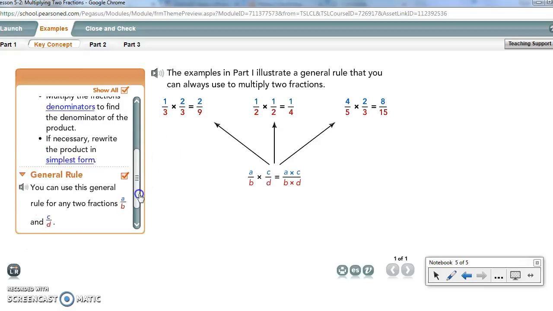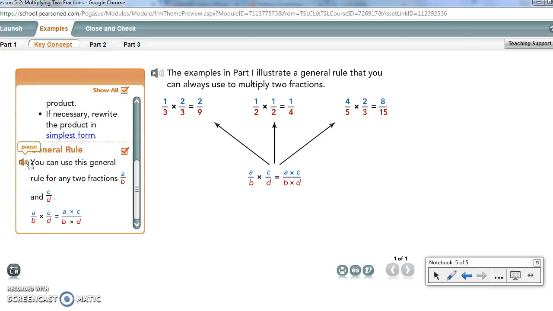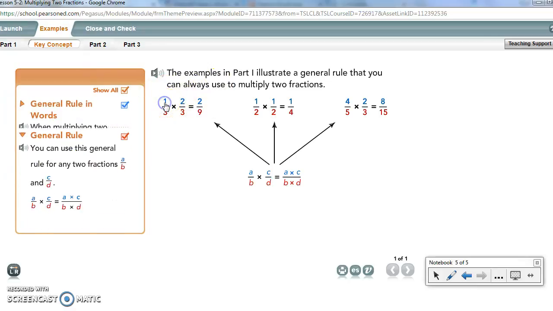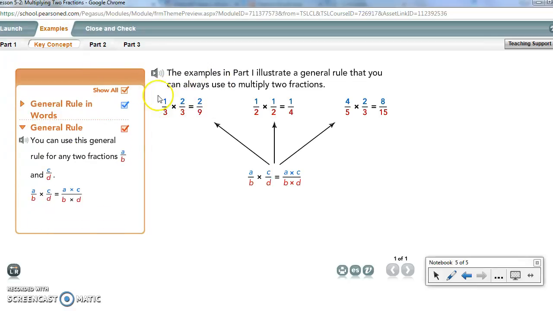The general rule. You can use this general rule for any two fractions, a/b and c/d. The quantity a/b multiplied by the quantity c/d equals the quantity a times c divided by the quantity b times d. In other words, multiply your top numbers, multiply your bottom numbers, and if you need to simplify, you need to do so. On to part 2.